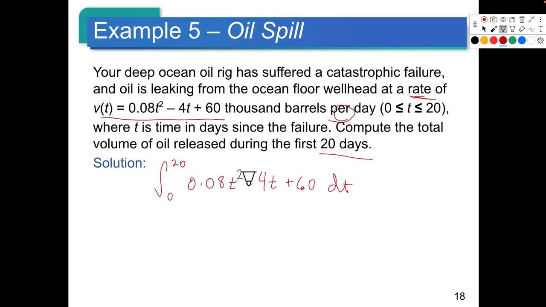What's 0.08 t squared? If we integrate it, it's going to become t to what power? The third, because we're adding 1. So that means we must divide by 3. And that 0.08 just tags along for the ride. It's a constant multiplier. That's cool. What does 4t become? It's 4t to the 1 power. 4t to the 2 power, because we add 1 to it. And divide by the new exponent 2.